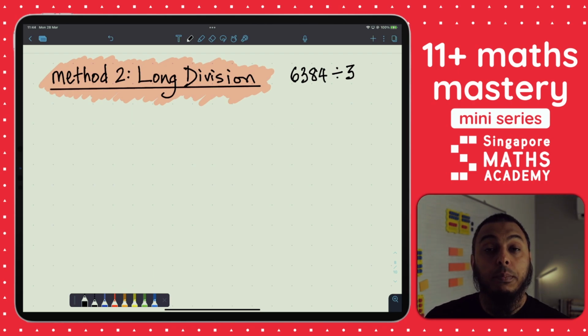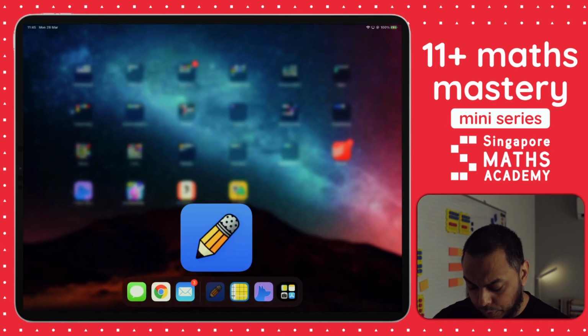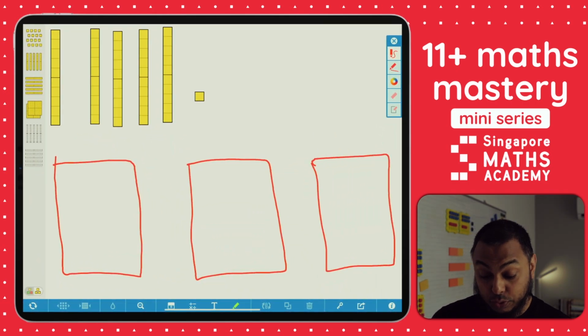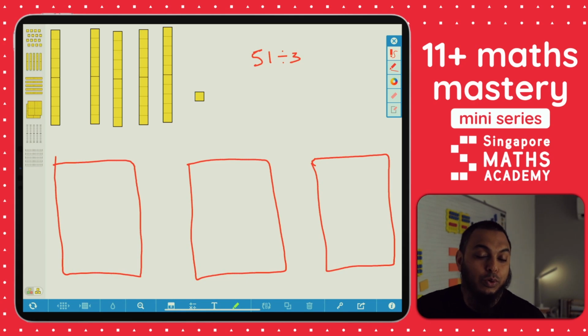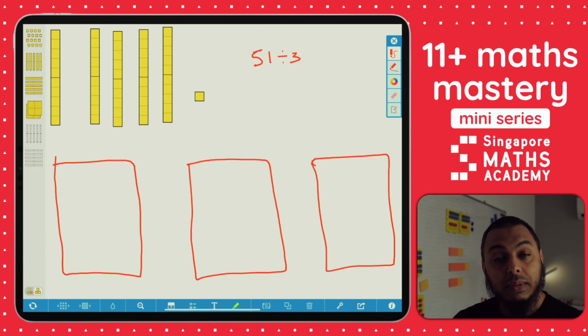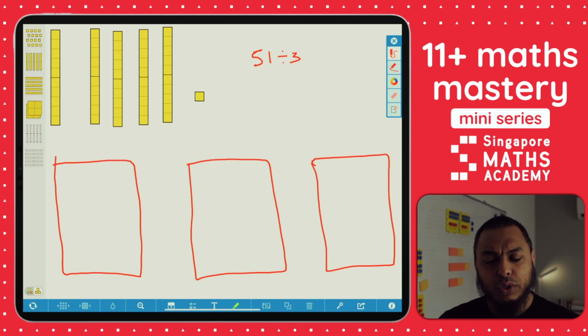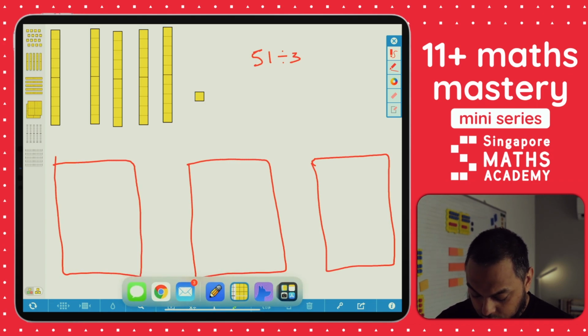So we're going to now jump onto another app that I have to look at a simpler problem, which is 51 divided by 3. And we're going to use the bus stop method, as we call it sometimes, the long division method to solve this. But before we do that, let's actually jump back onto this.